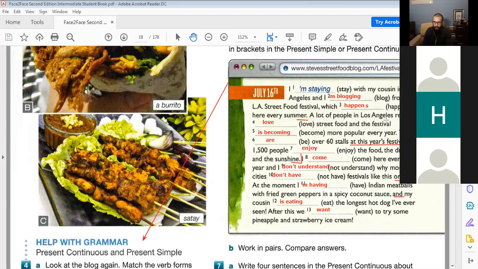I don't have the right answers. Okay, this means I'll have to check it later, but I'm going to go with enjoying, okay? And 1,500 people are enjoying the food, drinks, and sunshine. But enjoy, like hate. Generally speaking, yes, but I think you can use it. He's enjoying his time. He's enjoying. Let me check. But I think you can use it. Let me check.